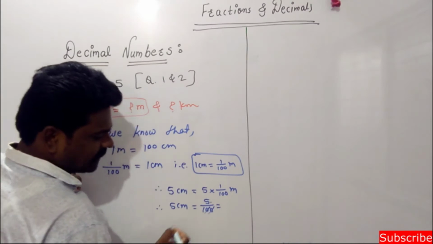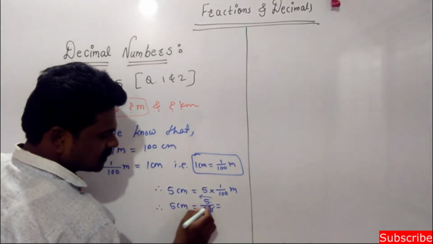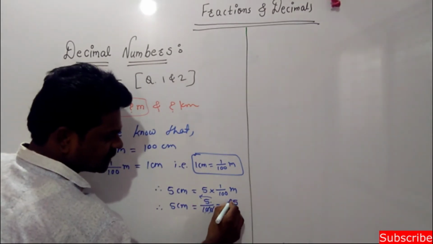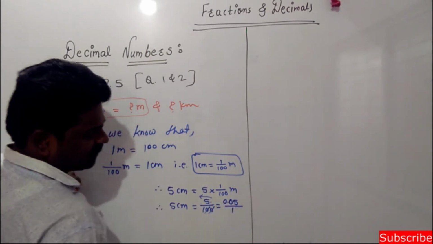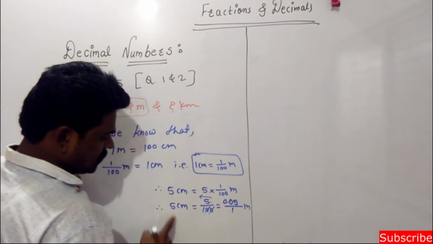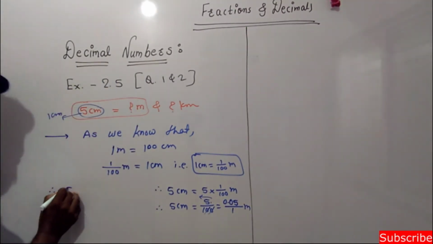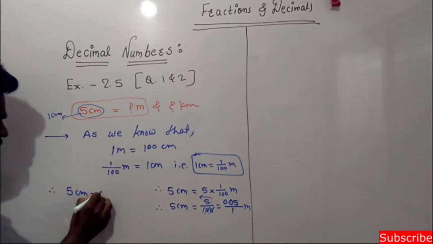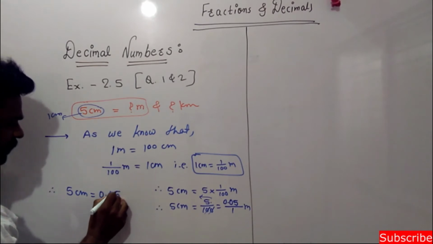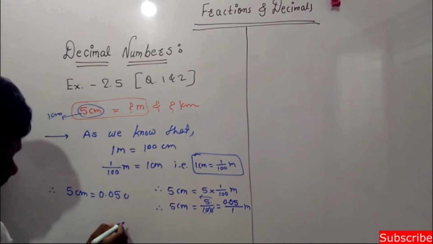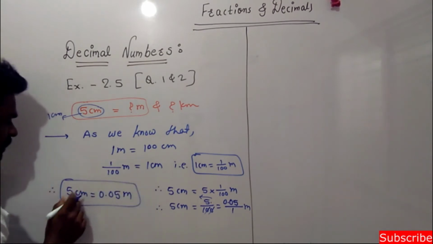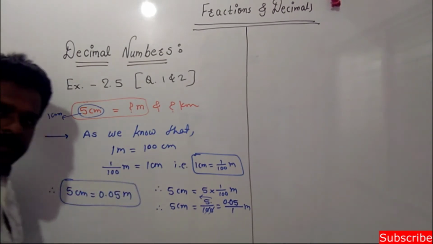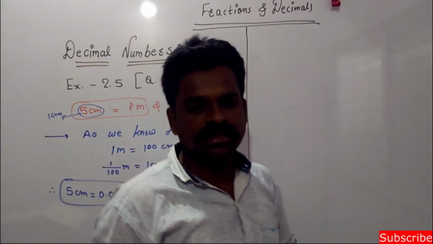So the decimal point is here, you have to shift it by 2 digits. This is the first digit, this is the second digit. So 0.05 meter means 5 centimeter. Therefore we can write the final answer: 5 centimeter is equal to 0.05 meter. No problem. So that's easy.